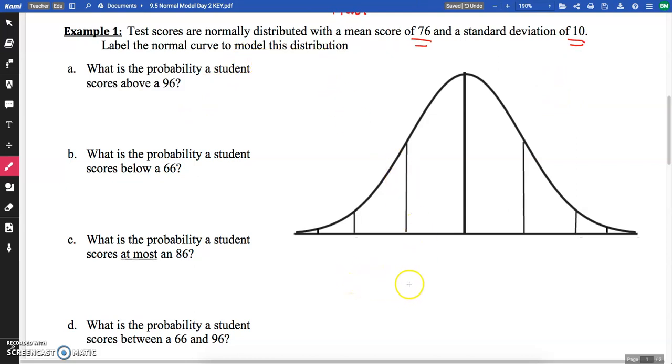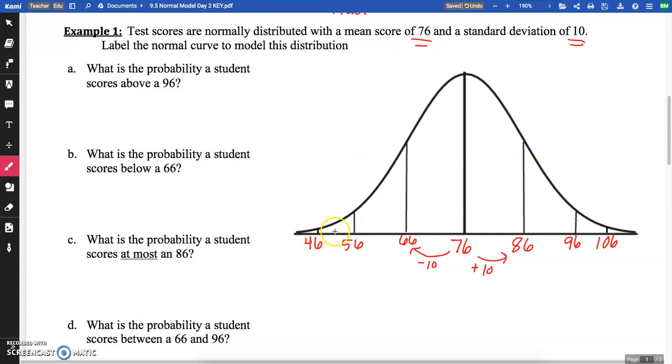So let's think about where we're going to put the mean. We'll put that right in the middle here, 76, and then as I move to the right, I'm going to add a standard deviation, so 86, because our standard deviation is 10, and then 96 and 106. Okay. As I move to the left, I'm going to subtract standard deviations. So subtract 10 to get 66, and then a score of 56 and 46.